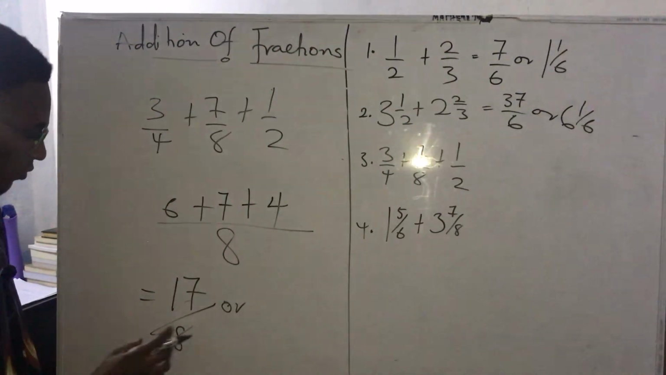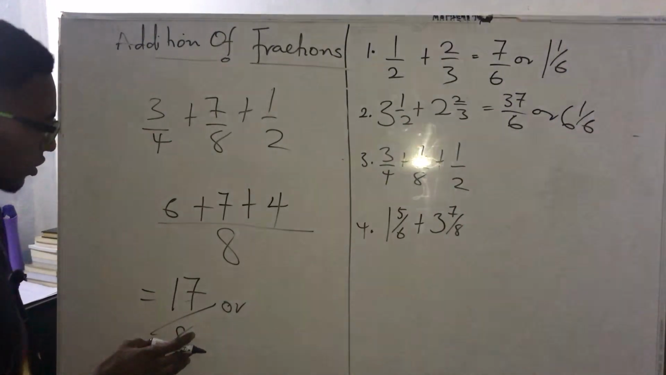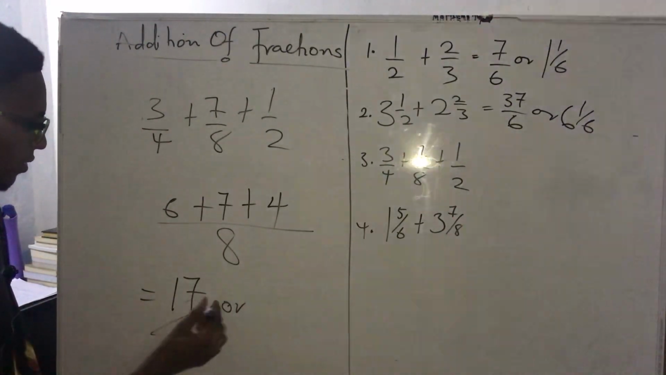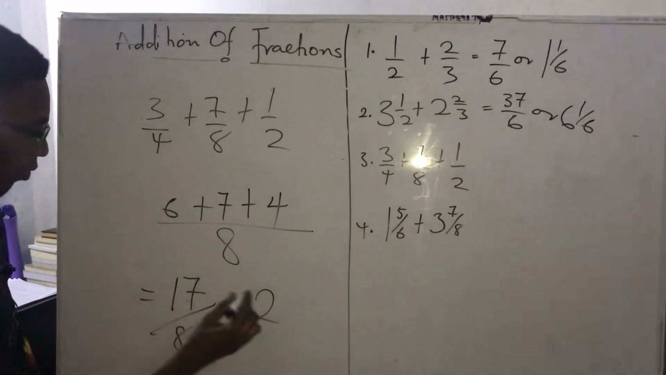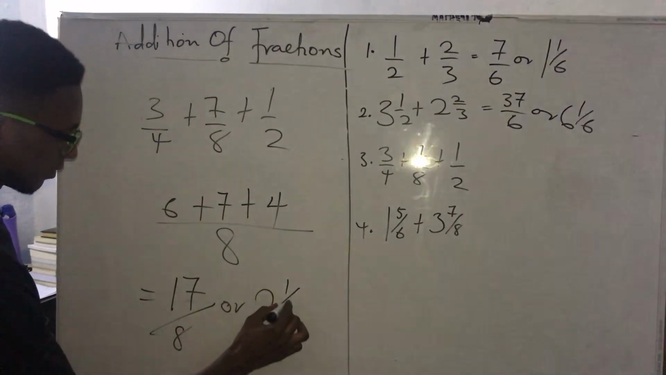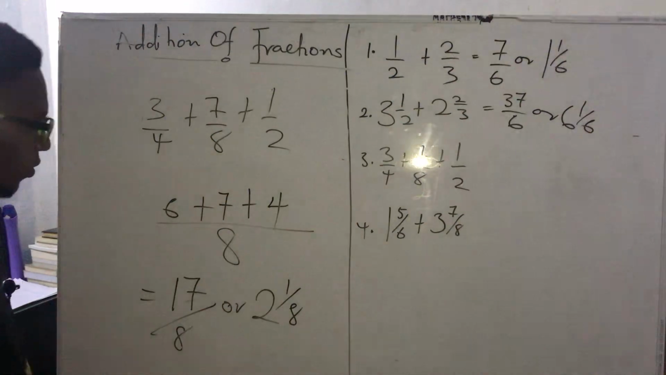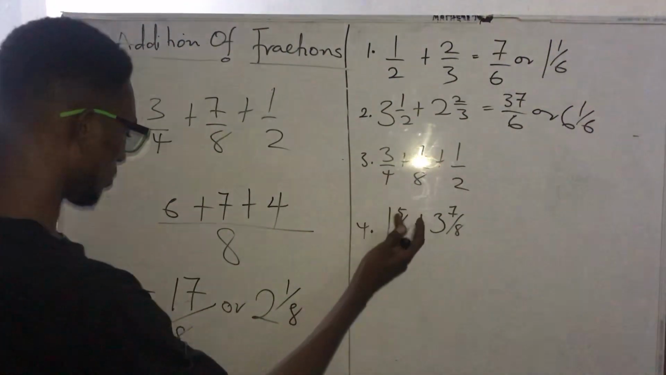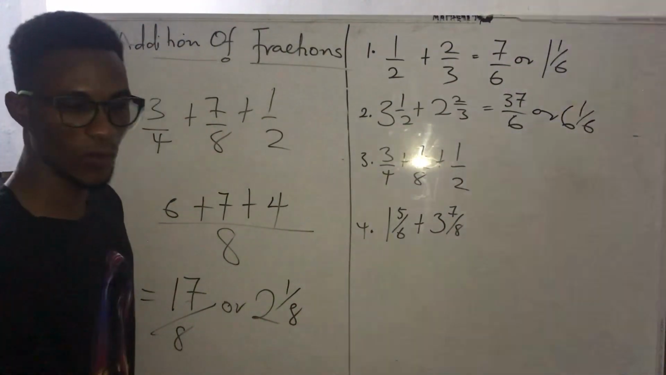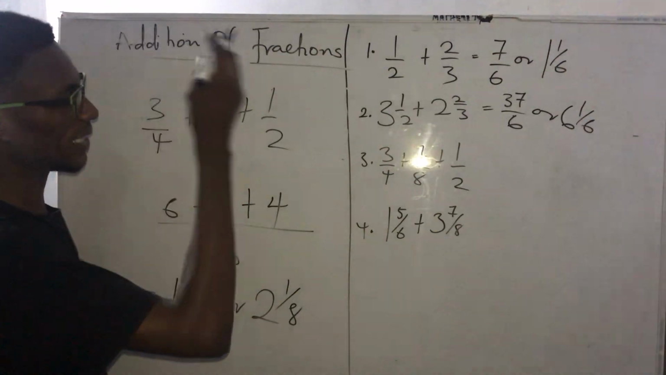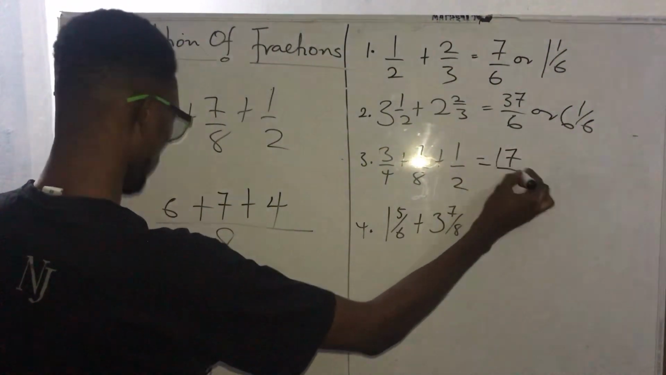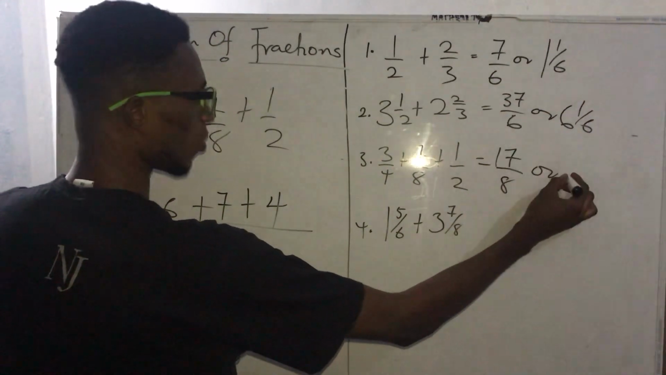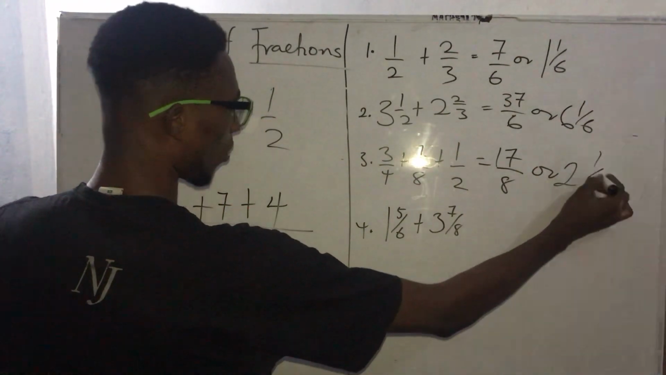Now we have to change it to a mixed fraction. 8 will go here 2 times, which is 2 times 8 is 16. Remainder 1 over 8. So the third one, 3 over 4 plus 7 over 8 plus 1 over 2, is going to give us 17 over 8 or 2 whole number 1 over 8.